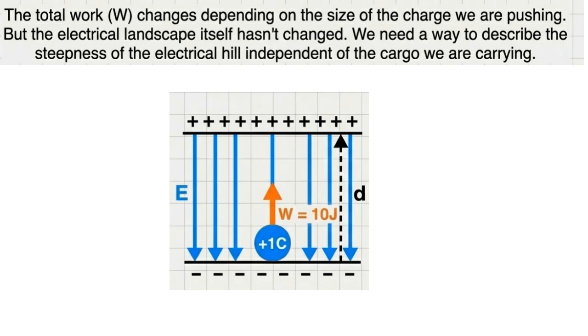When we push a charge through an electric field, the total work done depends on the size of that charge. However, the electric field itself, or the electrical landscape, remains the same regardless of the charge we move. This means that to better understand the field, we need a way to describe its steepness or strength that doesn't depend on the charge we're carrying. The diagram here shows a positive charge being pushed upward against the field lines, with work done equal to 10 joules. The distance moved is labeled d, and the uniform electric field, E.